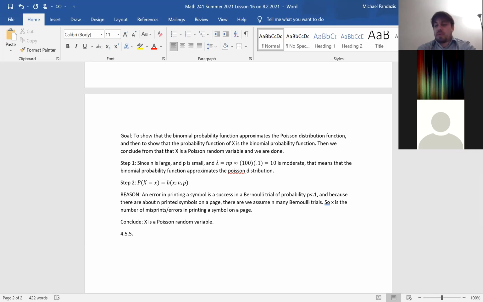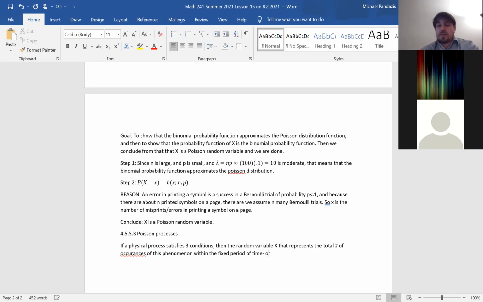Okay, so the next section is 4.5.5.3, and it's titled Poisson processes. Okay, so if a physical process satisfies three conditions, then the random variable capital X that represents the total number of occurrences of this phenomenon within the fixed period of time or fixed region of space is a Poisson random variable.